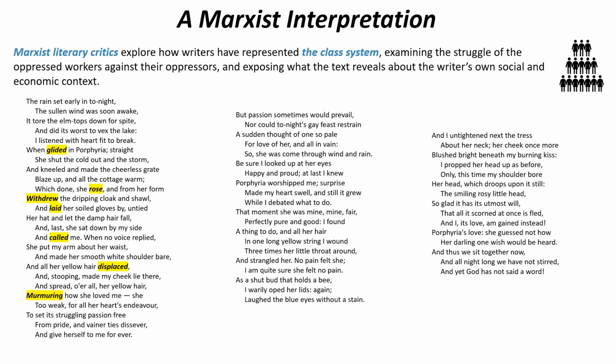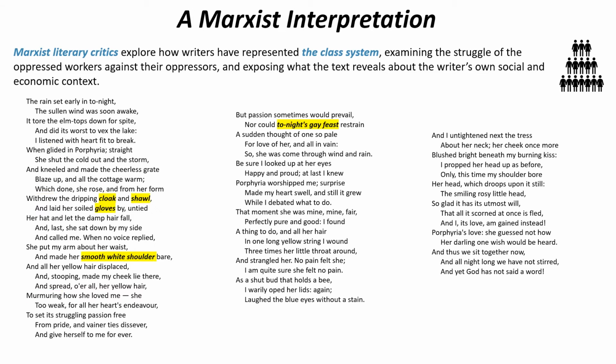If we have a look here, you can see that the way Porphyria is described is really interesting. So she glided, she rose, she withdrew, she laid, she called, she displaced, and she was murmuring. So these words are very gentle, very soft, very elegant and sophisticated. And they reflect her upbringing in the upper classes and that level of breeding, I suppose it would have been called at the time, or sophistication that she's gained through that very careful upbringing and her education. And this juxtaposes quite starkly with the way that the speaker describes his setting.